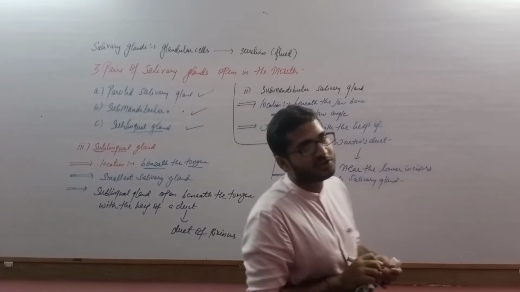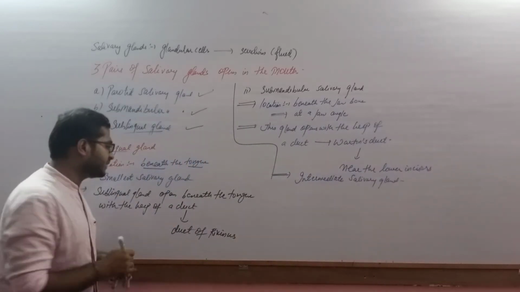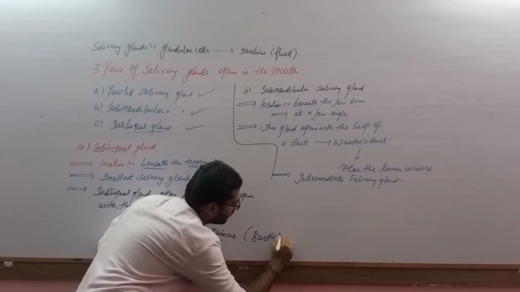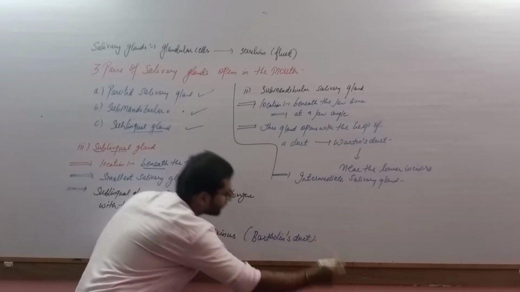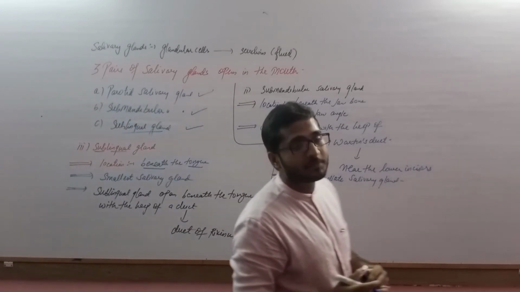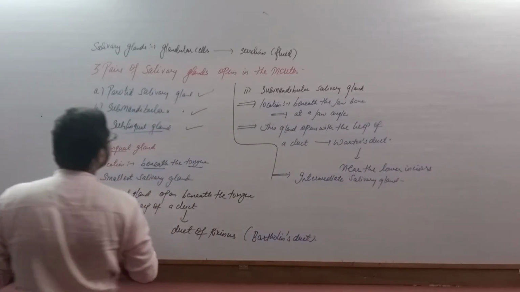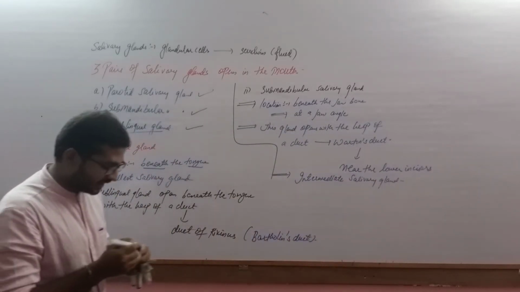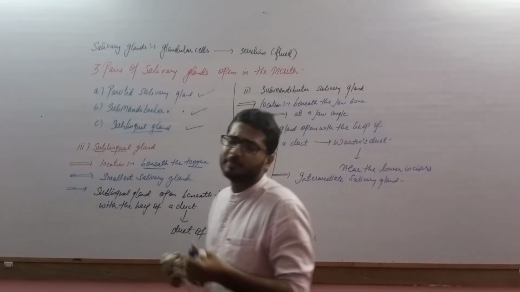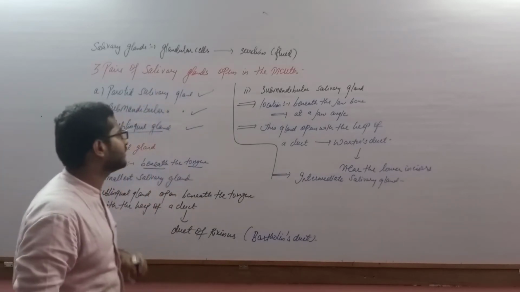Another name for the duct of Rivinus is Bartholin's duct. Clear? The duct of Rivinus is also called Bartholin's duct. So this is all about the introductory part of all the salivary glands, that is parotid, submandibular as well as sublingual glands. Now let us discuss the cells which are present predominantly in all these glands.